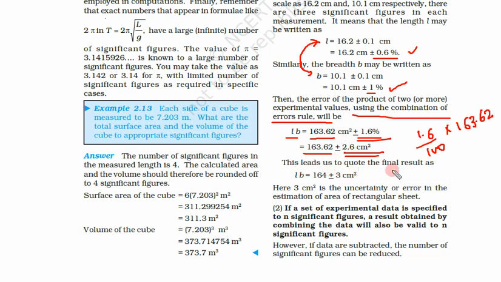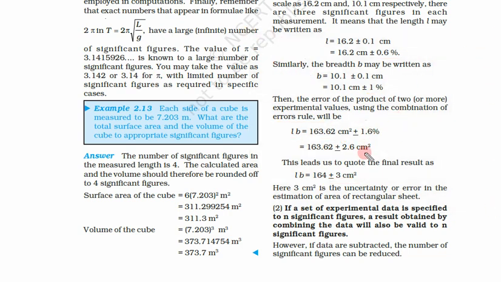Now this leads us to quote the final result as area is equal to 164 plus minus 3 centimeter square. Why? Because when we are not certain about these digits themselves, that's why we are showing the error. Then how can we write this digit? So we rounded off this number to 3, and again in this number we have removed these digits because these also have error. So we have expressed our result as 164 plus minus 3 centimeter square.